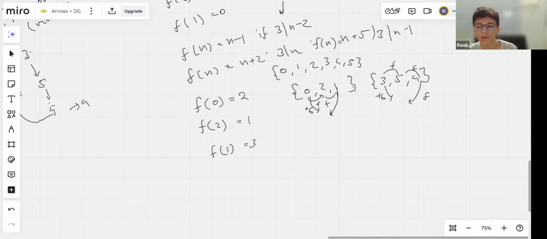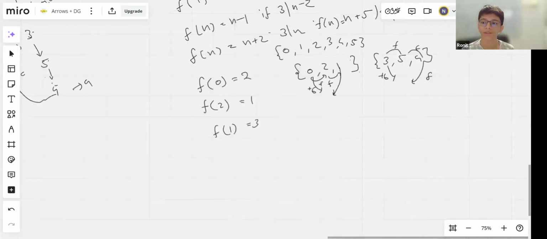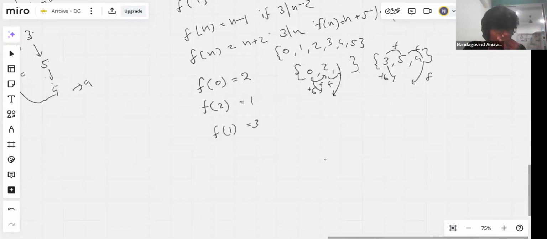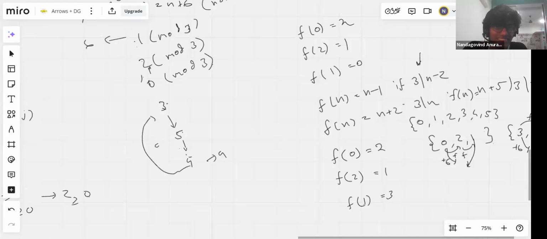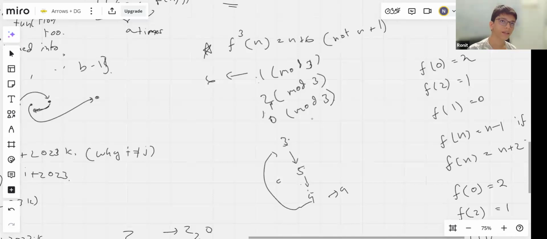Someone's asking for the Miro file. Oh yeah, I'll share the Miro. I think now everyone's using Miro because Jamboard closed. Yeah, Miro is nice, I like Miro. Right now, I think in December or November, Google has closed its Jamboard.